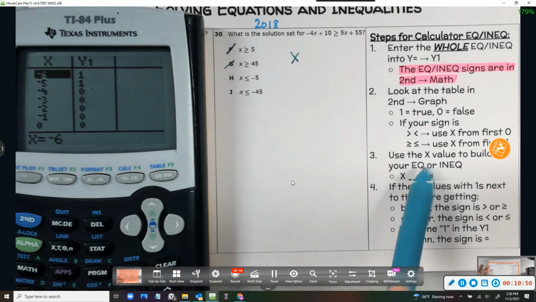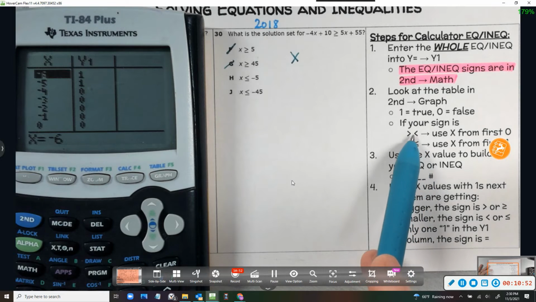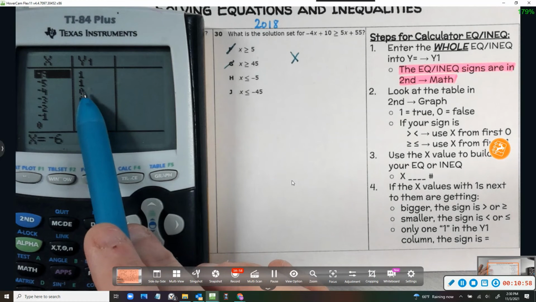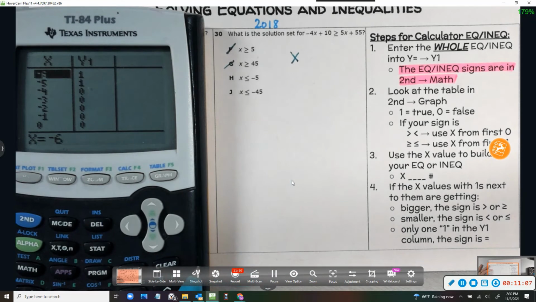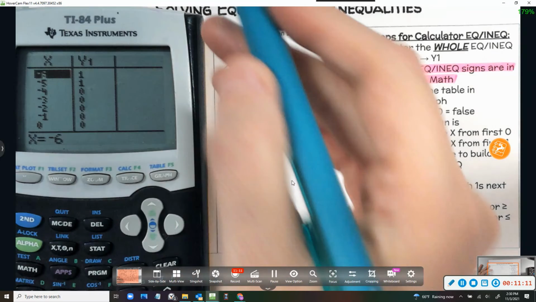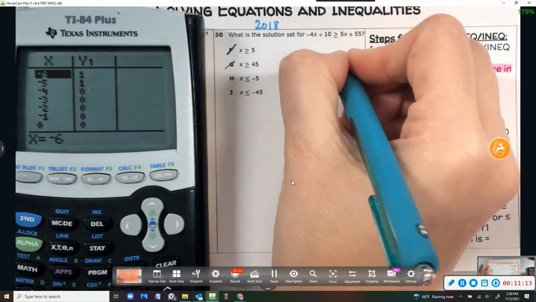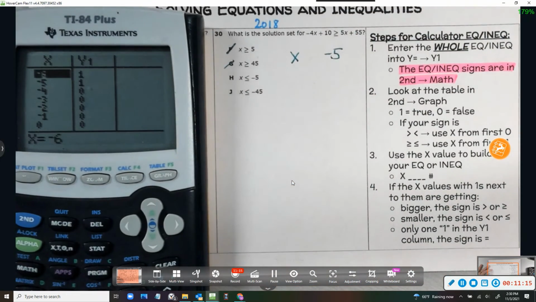If I have less than or greater than, without the or equal to, I'm going to look for the first 0. If I have or equal to, so less than or equal to, greater than or equal to, I look for the first 1. So what am I looking for, the first 1 or the first 0? I have or equal to. I'm looking for the first 1. So I'm going to put the x value in that column.